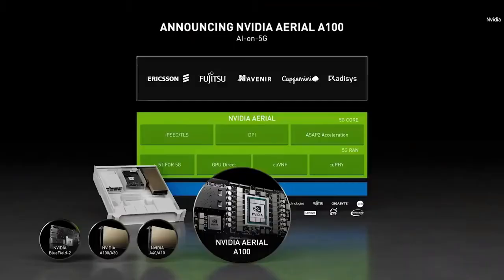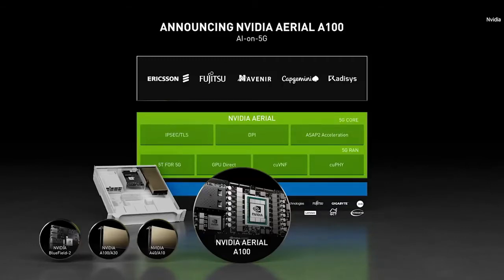The missing link is 5G. Consumer 5G is great, but private 5G is revolutionary. Today, we're announcing the Ariel A100, bringing together 5G and AI into a new type of computing platform designed for the edge. Ariel A100 integrates the Ampere GPU and the Bluefield DPU into one card. This is the most advanced PCI Express card ever created.